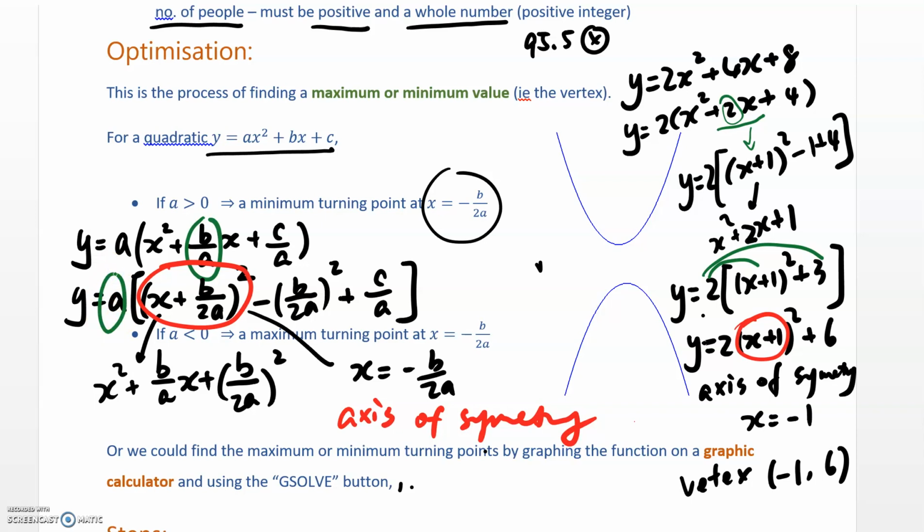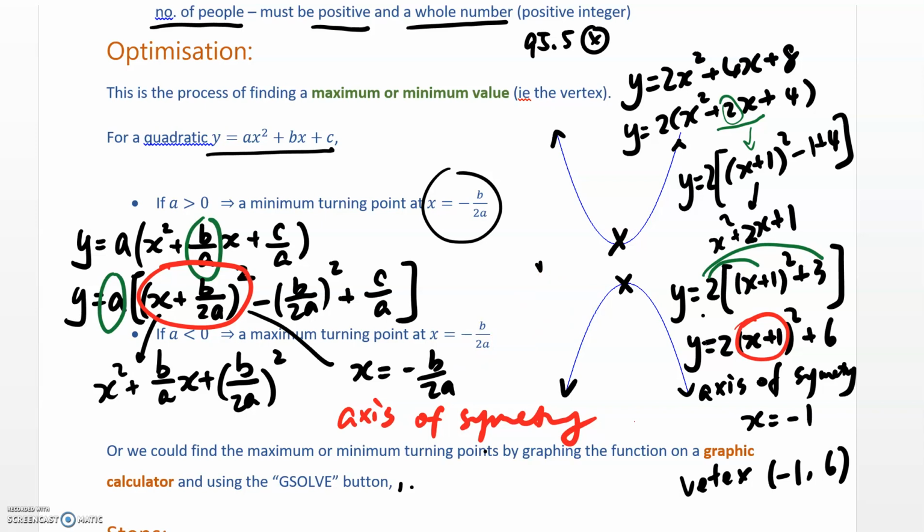If my A is above 0, it's gonna be a happy face, okay, and it's gonna be like this. And that is my axis of symmetry, and also the x-coordinate of my vertex is negative b on A. And if A is below 0, then that is that sad face. So still axis of symmetry is negative b on A, okay?